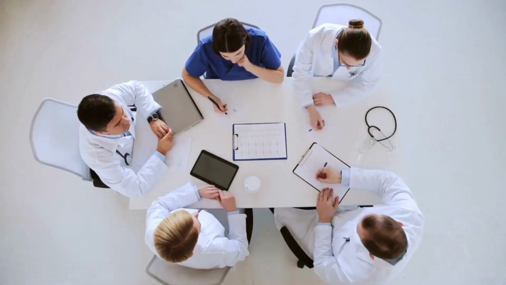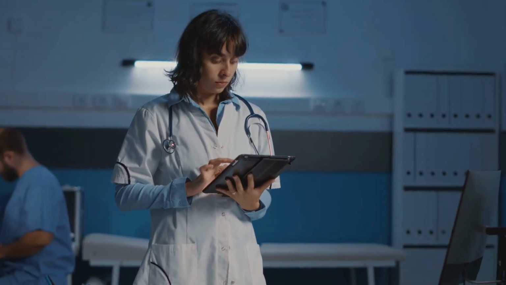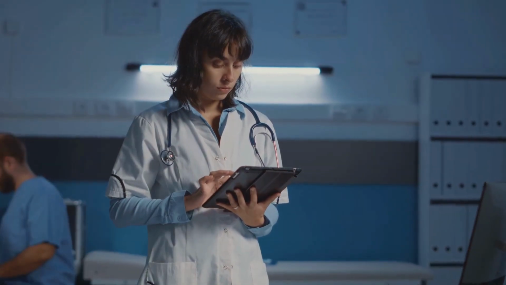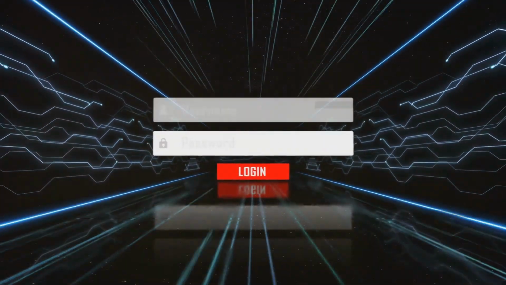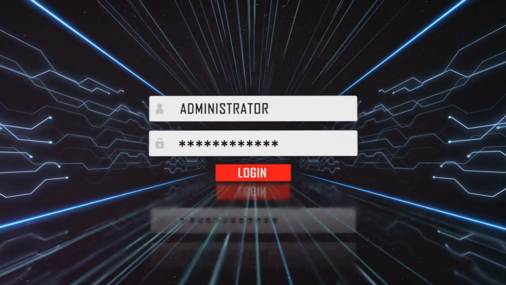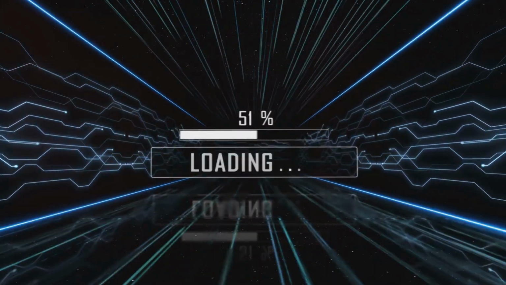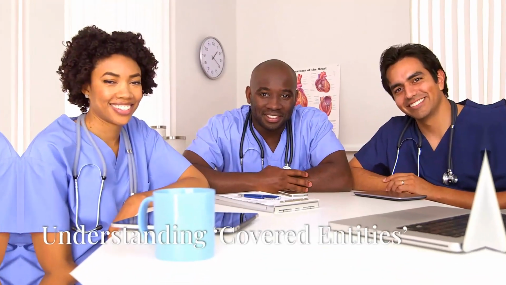Why is HIPAA needed? Health professionals recognize the heightened need for confidentiality in patient records, especially with the proliferation of electronic health records. Past incidents of data breaches have underscored the importance of HIPAA's role in eradicating unauthorized access to sensitive information.